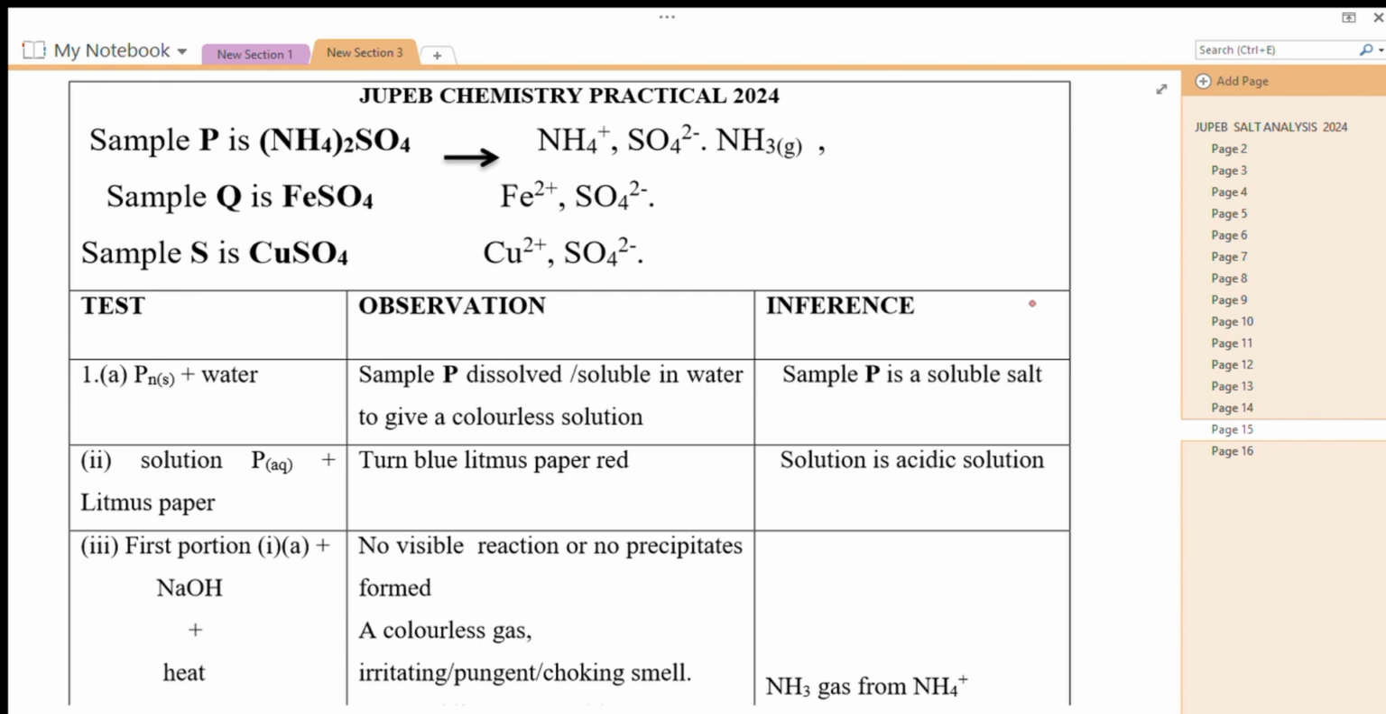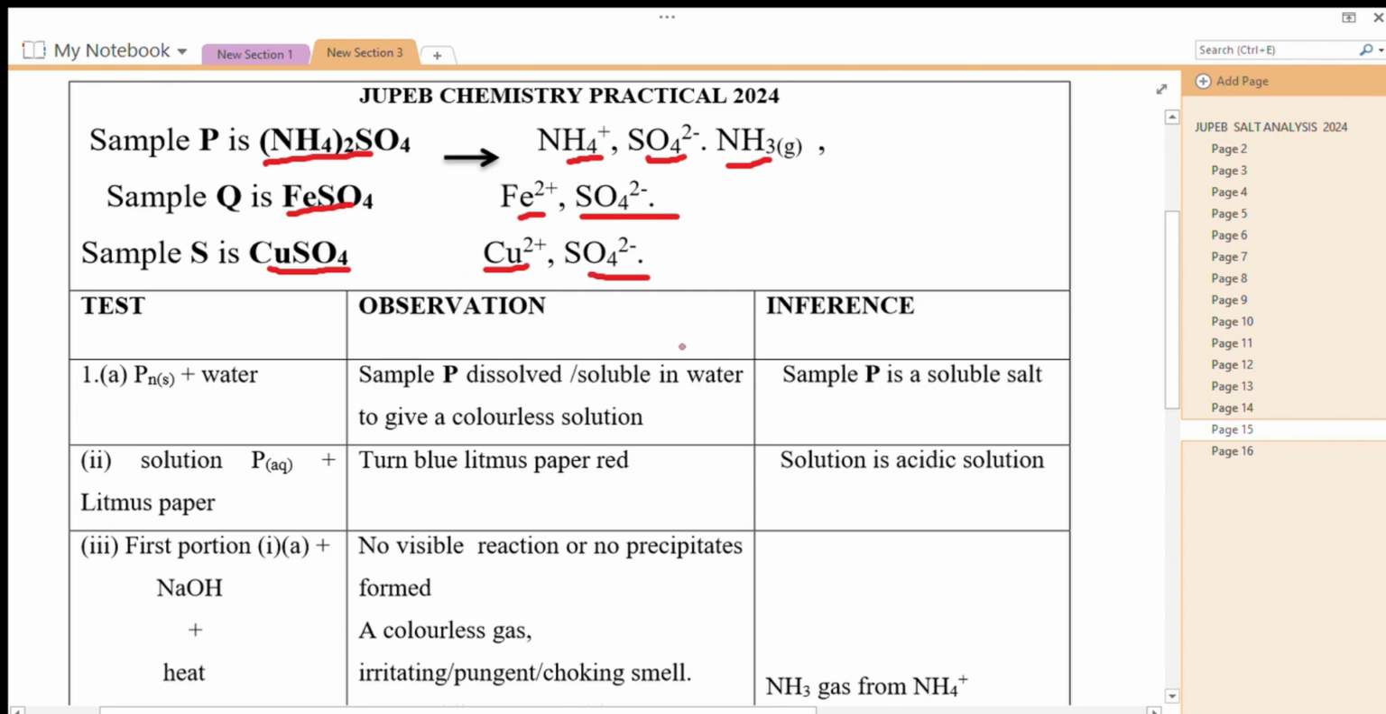Alright, now for this practical we have been given samples. P is NH4HSO4, ammonium sulfate. You can see there, these are the possible ions it can yield: NH4 ammonium ion, SO4 2- ions, and ammonia gas. For sample Q, FeSO4, it can yield Fe2+ and SO4 2- ion. And for sample S, you have CuSO4, you can have copper 2+ ion and sulfate ion.